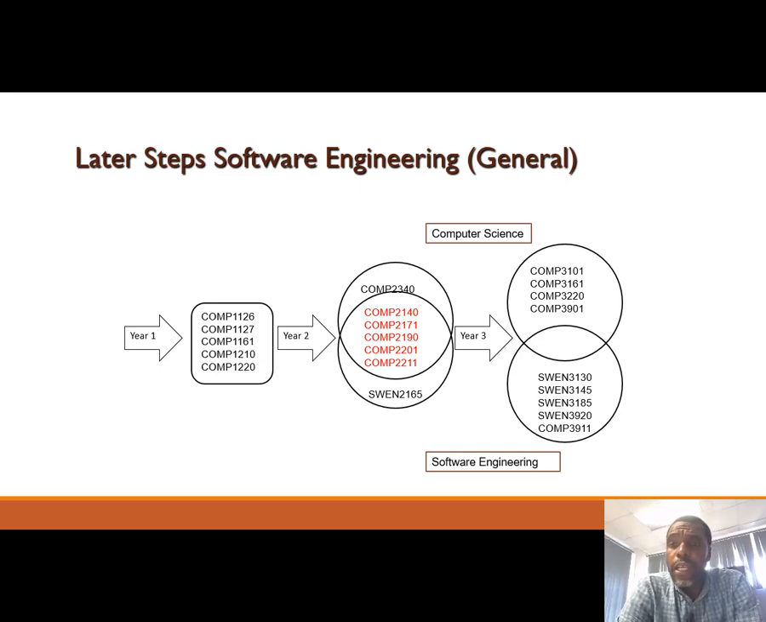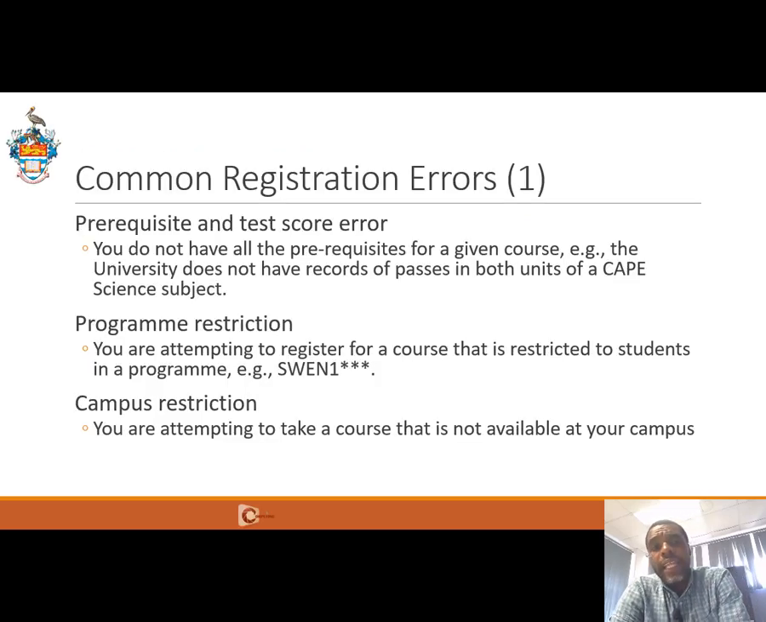All right, so what are some common registration errors? Well, you may see a prerequisite and test score error. This would mean you do not have all the prerequisites for a given course. For example, the university may not have records of passes in both units of a CAPE science subject. If you had lower level matriculation and you took preliminary courses, you will also see these errors. We will grant overrides for students who have gone through the preliminary course sequence.